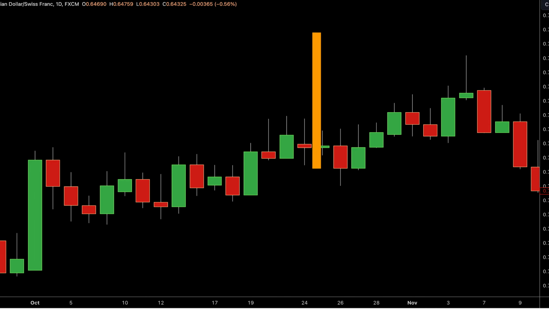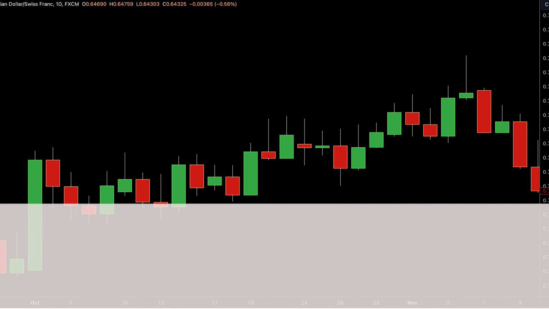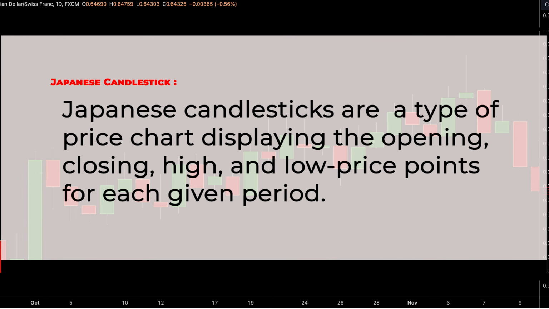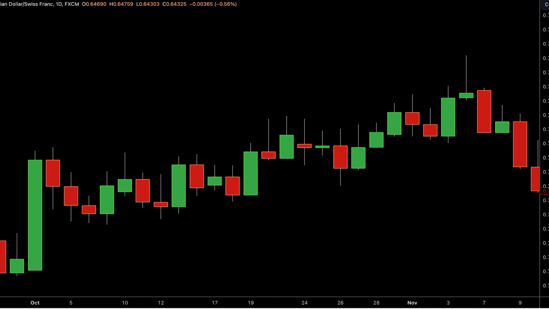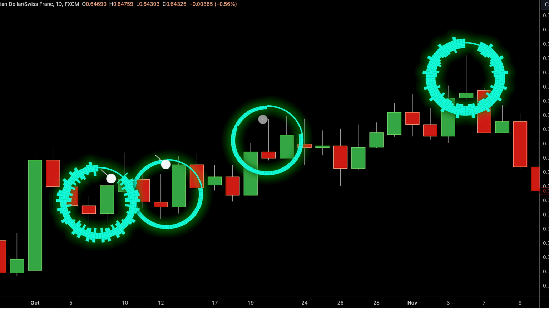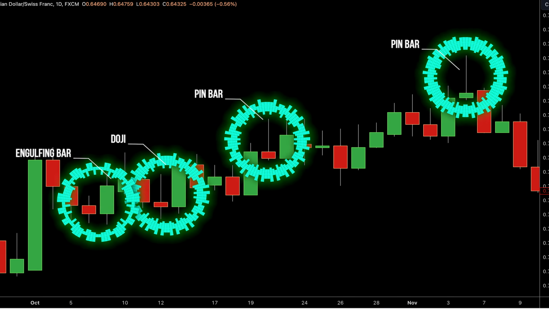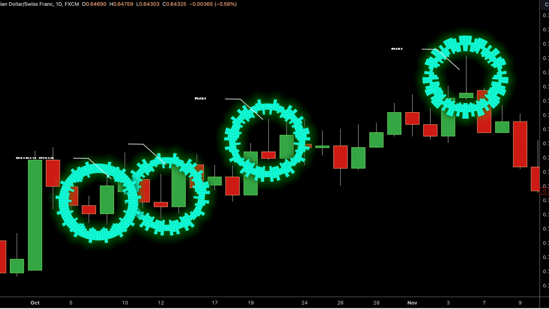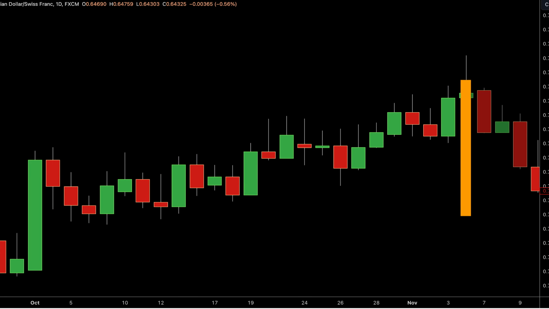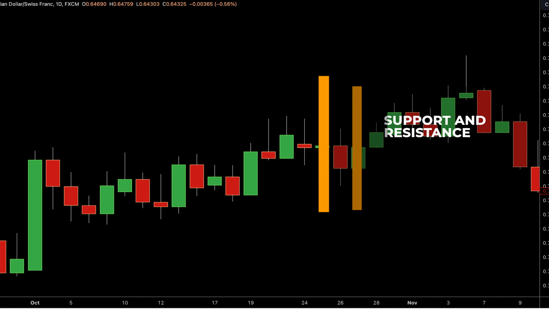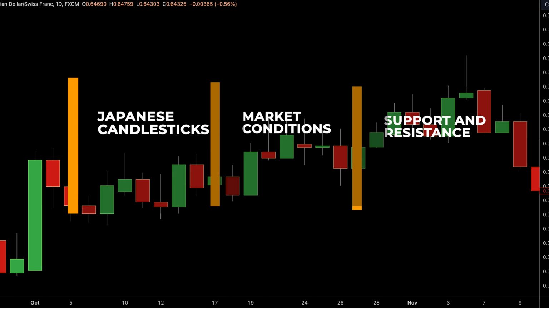Let's move on. Japanese candlesticks. Japanese candlesticks are a type of price chart displaying the opening, closing, high and low price points for each given period. In our pullback trading strategies, you'll use Japanese candlesticks as signals. These signals include the pin bar, the engulfing bar, the doji, and more. Now that you understand support and resistance, market conditions, and Japanese candlesticks, these concepts are crucial for you to grasp if you aim to trade pullbacks profitably.